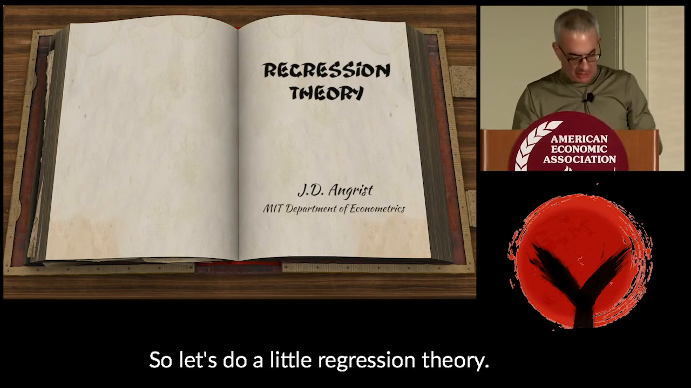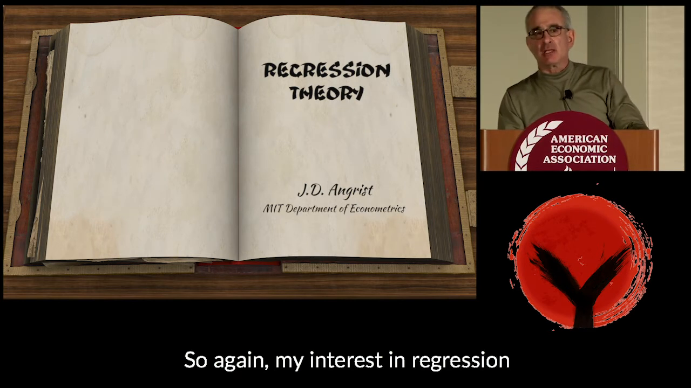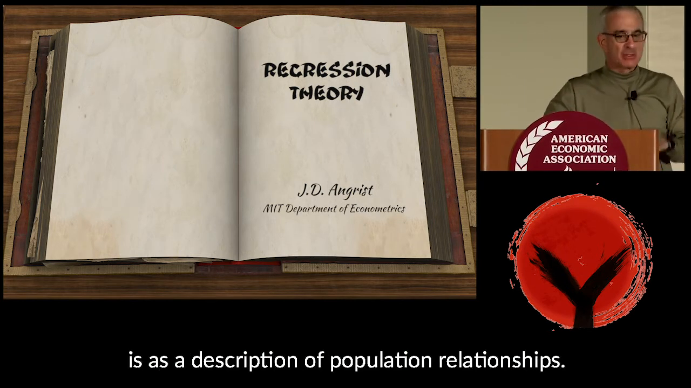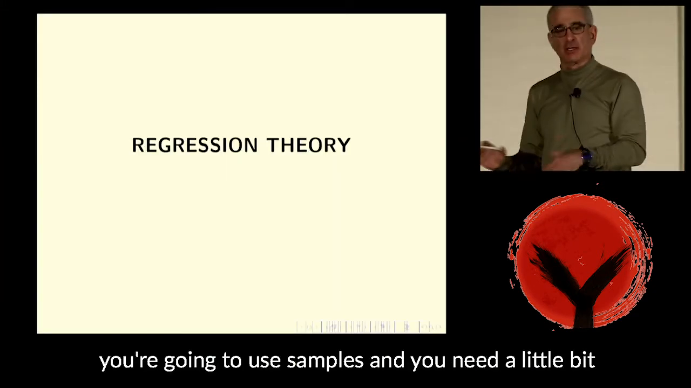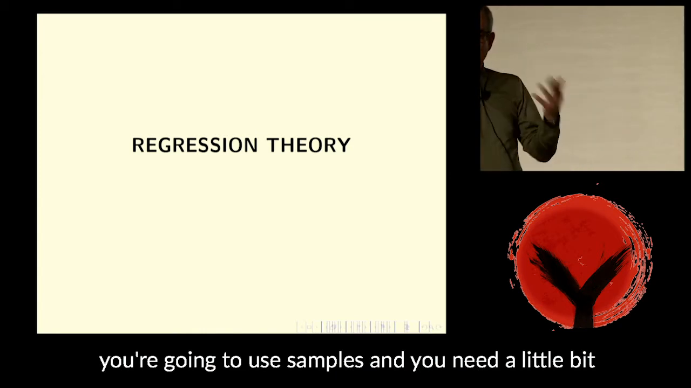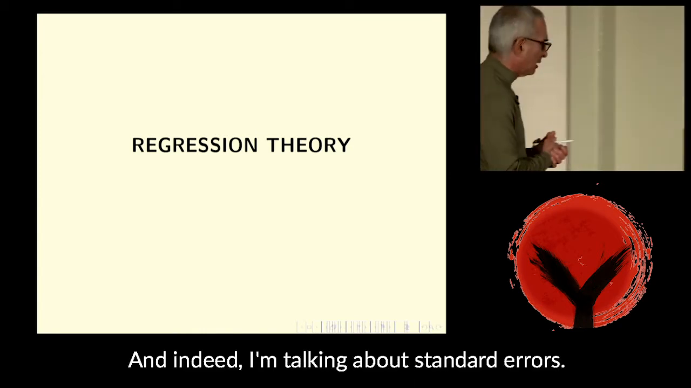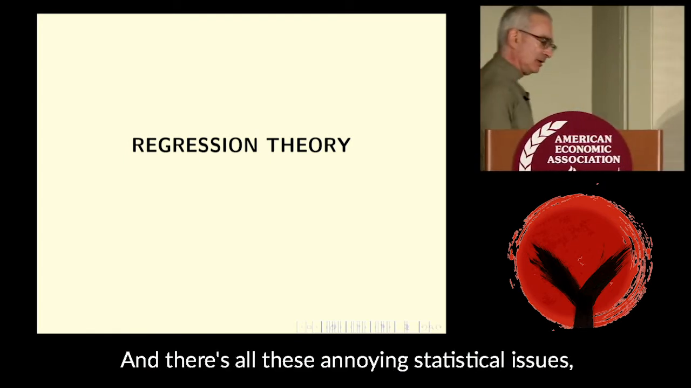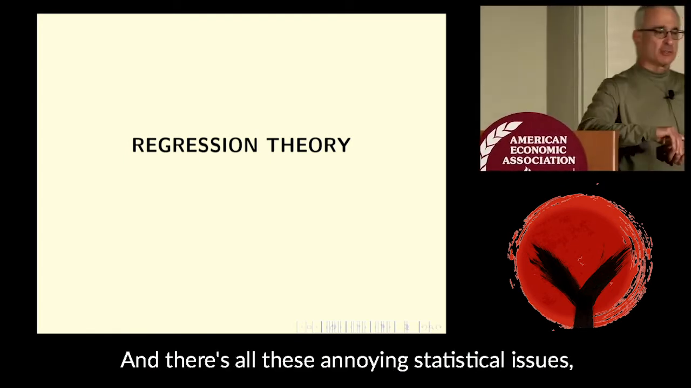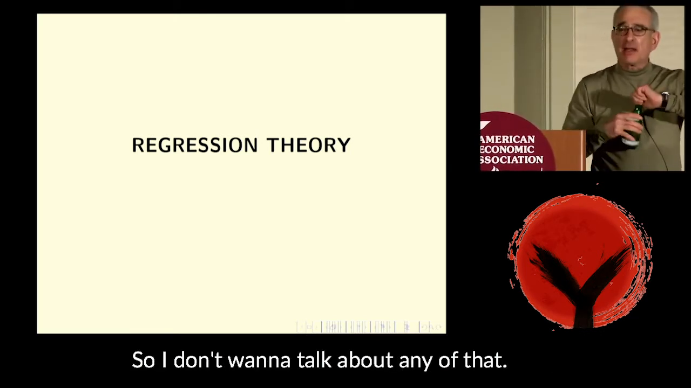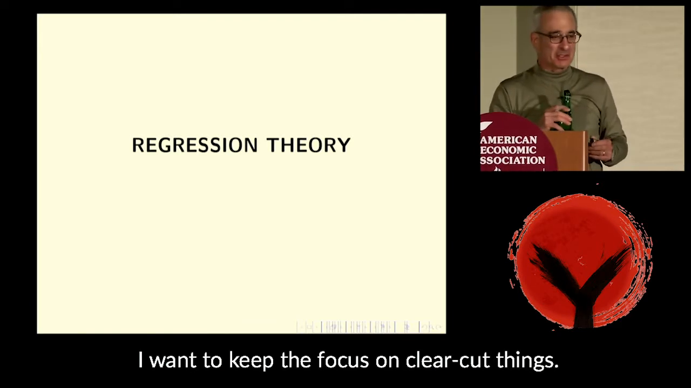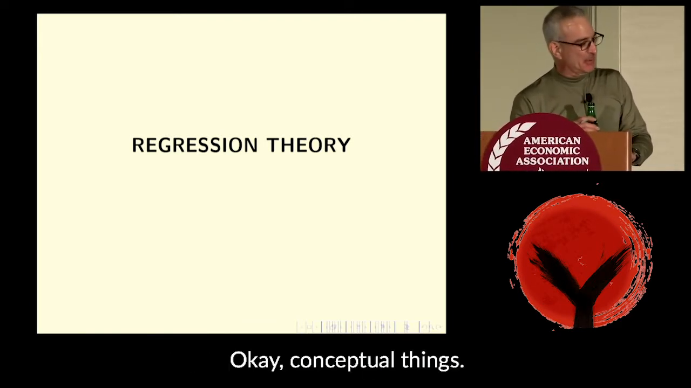Okay, so let's do a little regression theory. My interest in regression is as a description of population relationships. I understand that when you run regressions, you're going to use samples and you need a little bit of statistics, and indeed, I'm talking about standard errors. There are all these annoying statistical issues. Somebody mentioned clustering. Yeah, clustering is the worst. So I don't want to talk about any of that. I want to keep the focus on clear-cut, conceptual things.